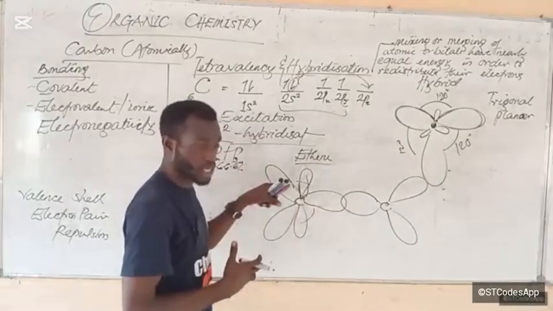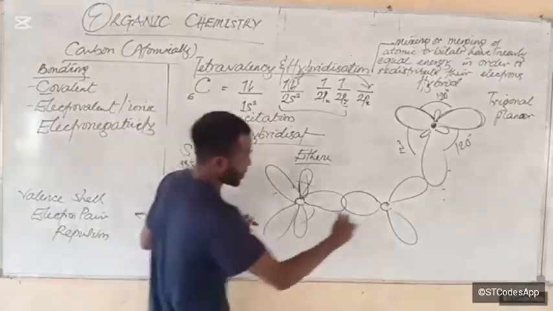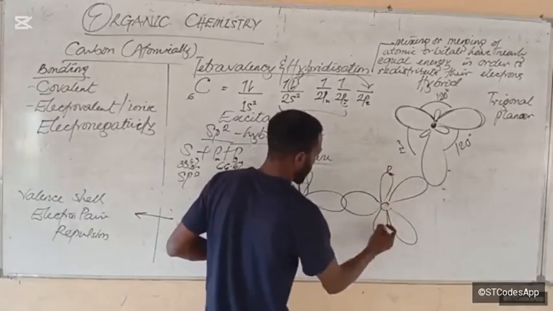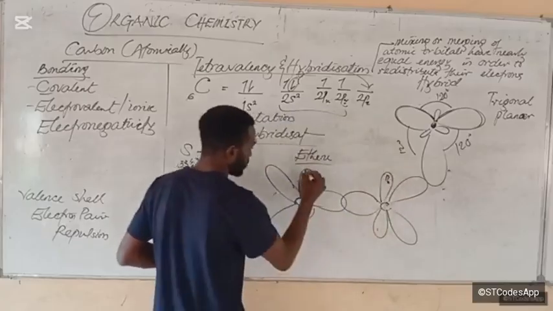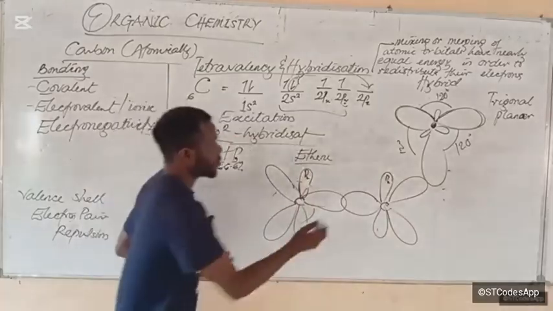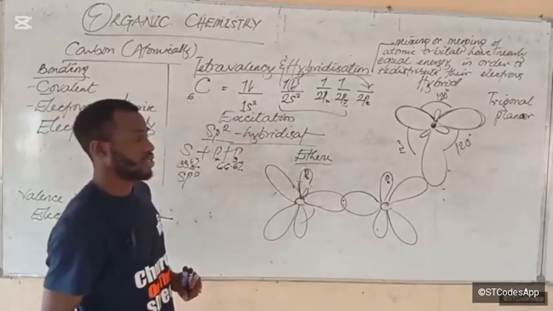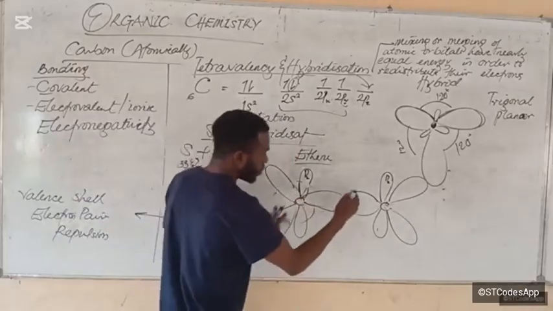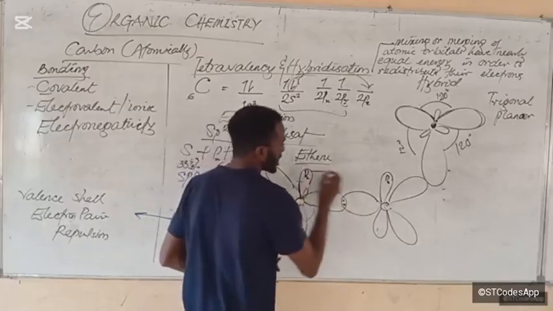It's on the z plane, but I'm drawing it in this shape so that you see that it has fallen up and down. Then this guy is also going to be like this. So this is the pz of this carbon, and this is the pz of this other carbon here. So although there is head-on overlap here of these two carbons, there is now lateral overlap.